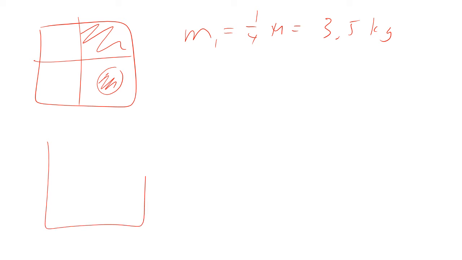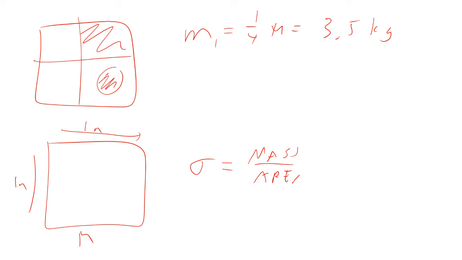Okay, so the entire thing, mass M, was 14 kilograms spread out over 1 square meter, because this is 1 meter, that's 1 meter. So I define something called density, area density. The area density is the mass per area. So in that case, it's going to be 14 kilograms divided by 1 square meter. So this is 14 kilograms per square meter.